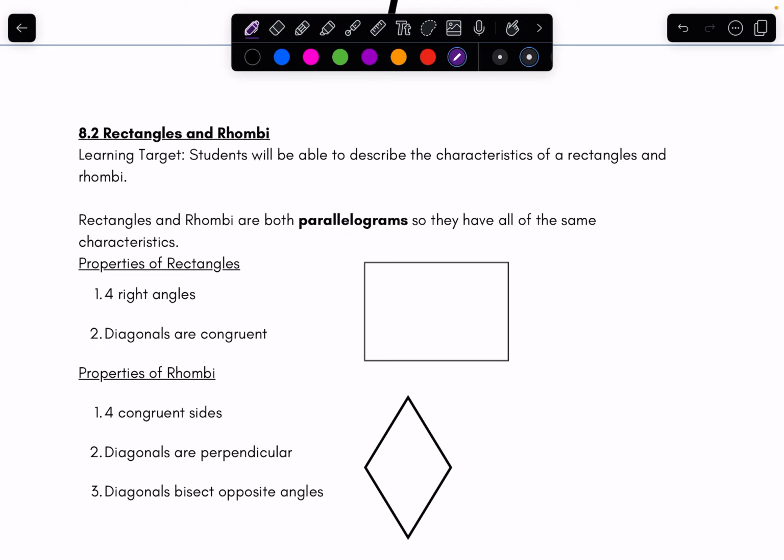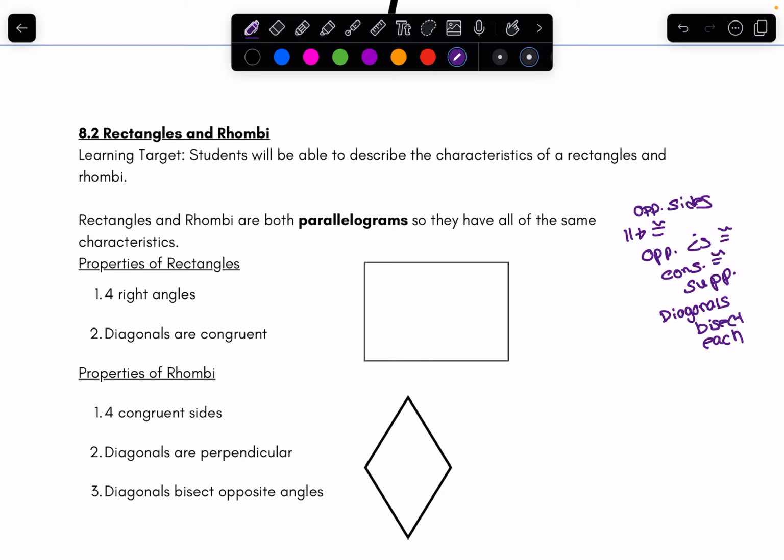These are both parallelograms, so they have all of the same characteristics that we talked about in the previous lesson. We know that opposite sides are parallel and congruent, opposite angles are congruent, and consecutive angles are supplementary. Those are the big ones from the previous lesson. We also know that diagonals bisect each other. These are all true for parallelograms and now also rectangles and rhombuses.